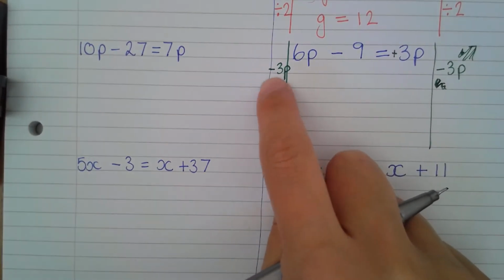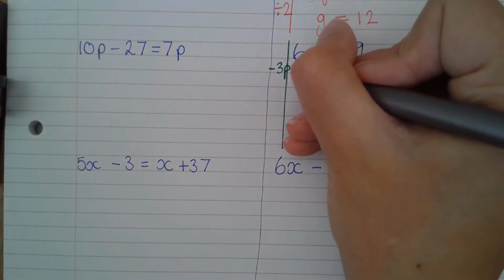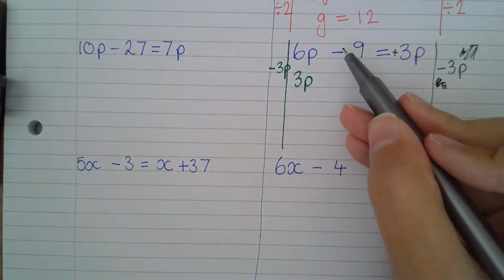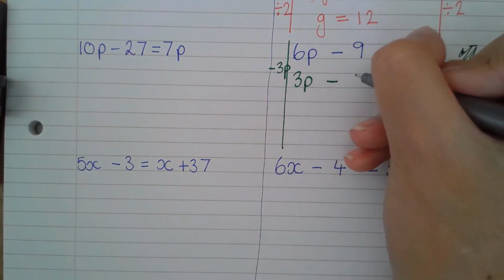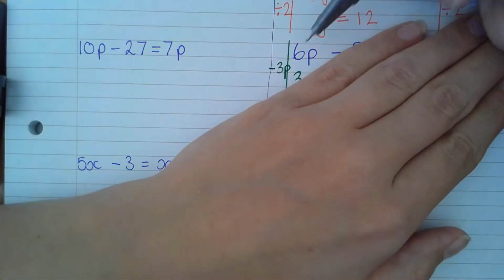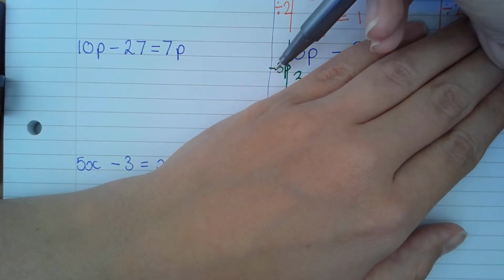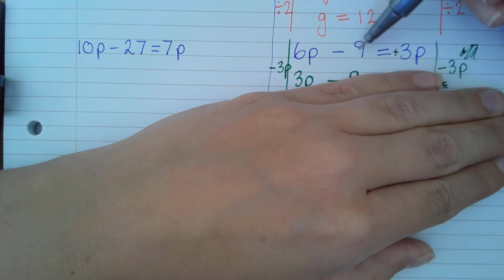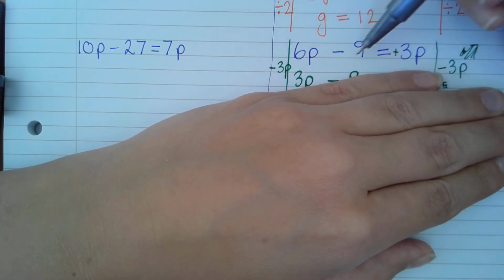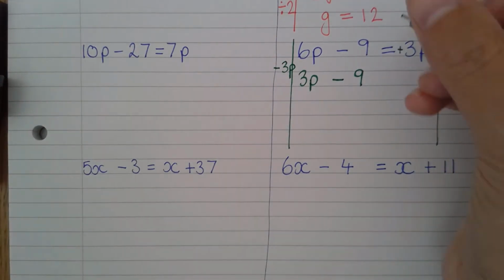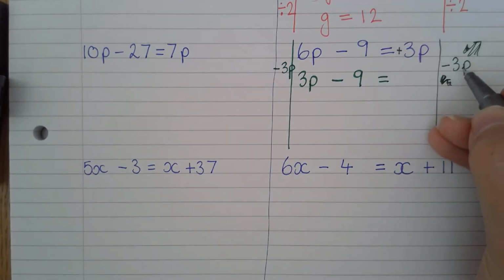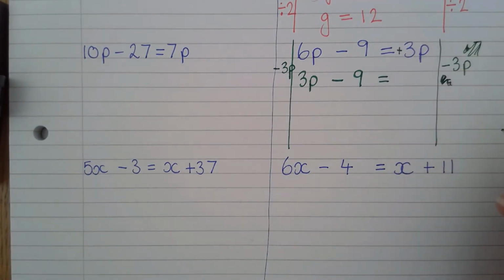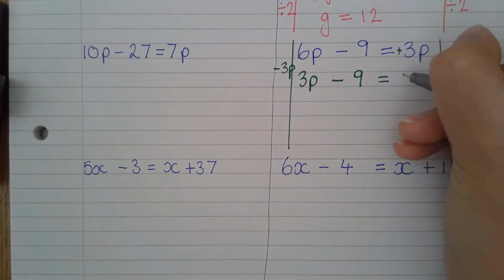6P take 3P is 3P. I've still got my minus 9, my take 9, because that has P's in, so I can do 6P take 3P. I can't do 9 take 3P, because that doesn't have P's and that does, they're different. Equals, and I took away my 3P, so 3P take 3P, well it's 0 because I've got nothing left.